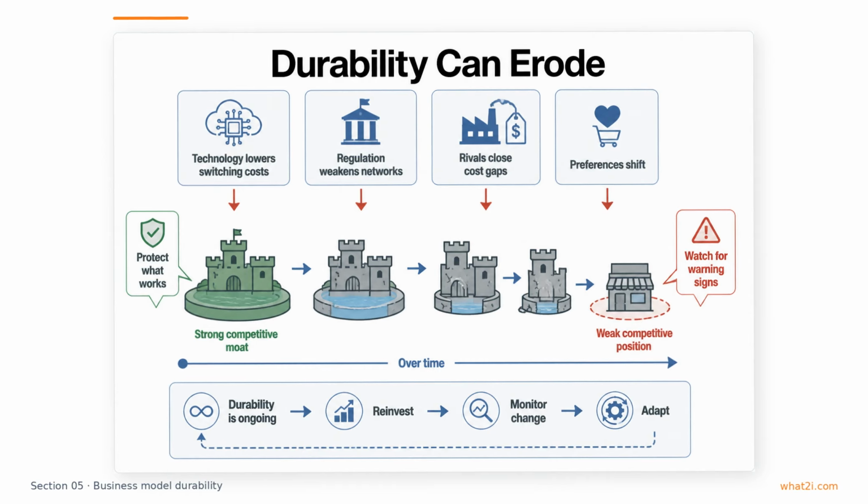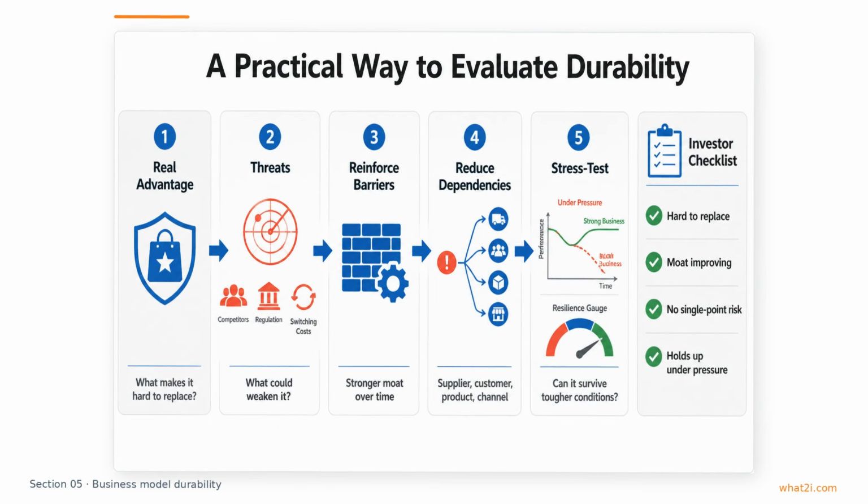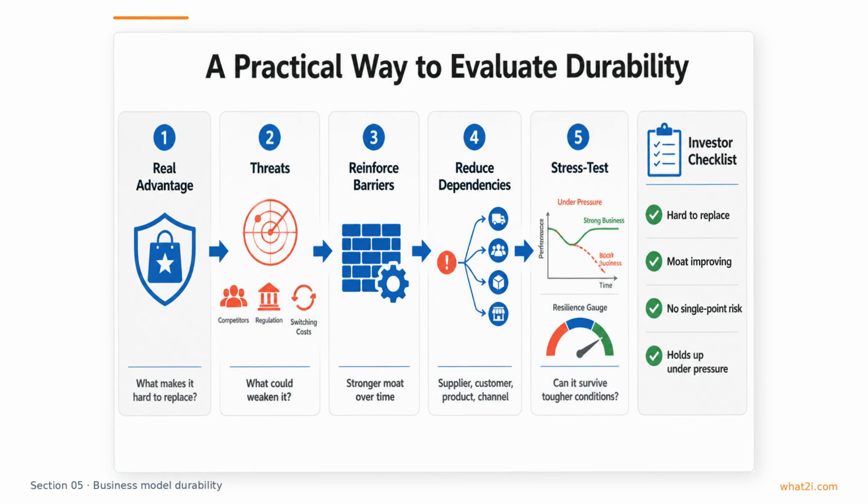A practical way to evaluate durability is to start with the real advantage, not the marketing story. Ask what actually makes the business hard to replace or hard to copy. Then identify the threats that could weaken that advantage, whether those come from competitors, regulation, technology, or customer behavior. Strong businesses actively reinforce their barriers over time by improving product fit, deepening relationships, or widening cost and data advantages. It also helps to reduce single-point dependencies, such as one key supplier, one major customer, or one fragile revenue stream. Finally, stress test the model by asking whether it still works under tougher conditions instead of only under ideal assumptions.